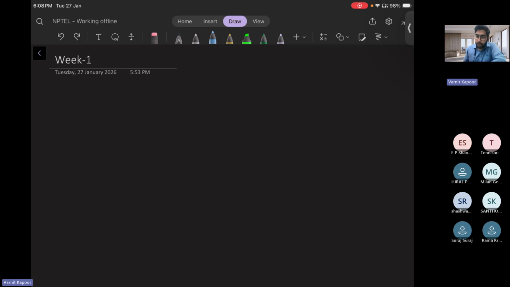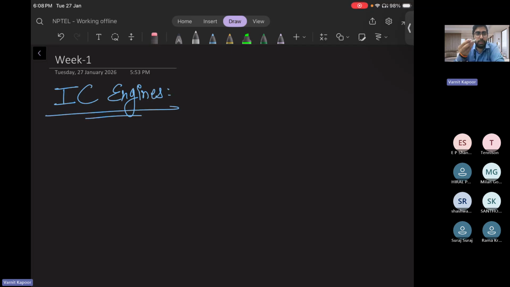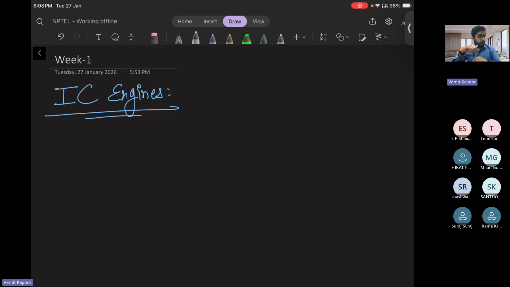I hope whatever I'll be writing here is visible. IC engines. I expect that everyone should be regular with their assignments; this is how you will learn in a much better way. So what is an IC engine? As the name suggests, anyone can tell what they understand by an IC engine?